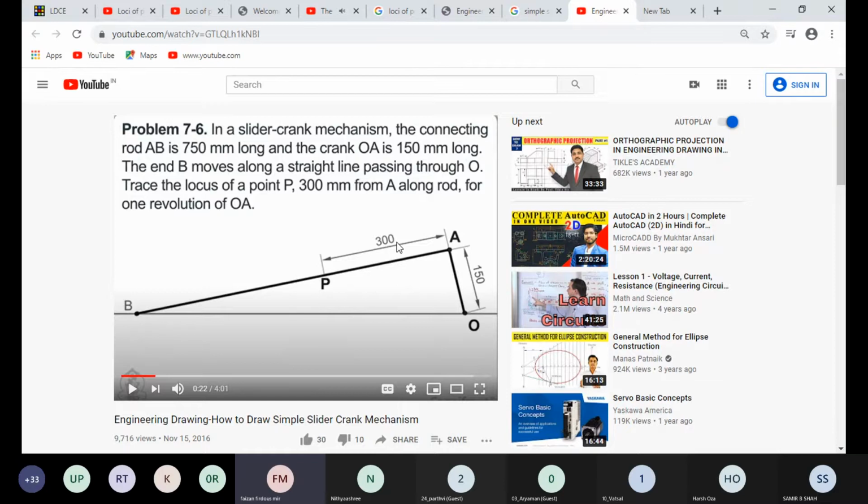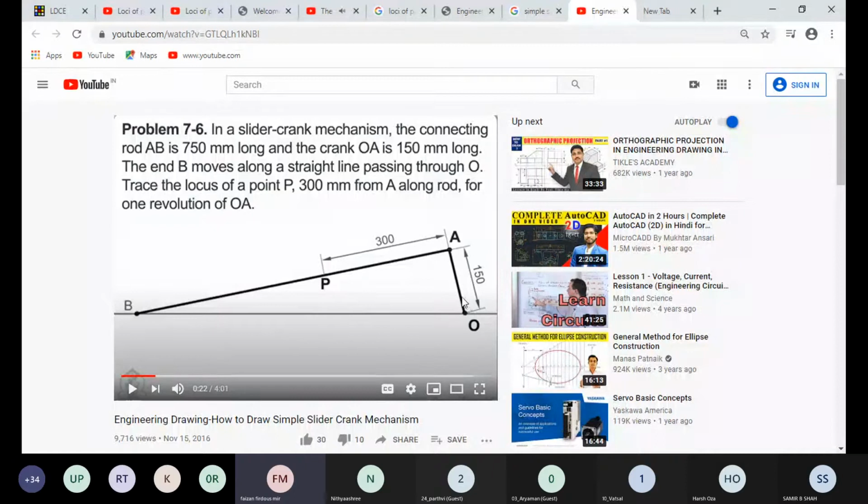For one revolution of OA. Now I conclude the whole data: we have to take OA as 1.5 centimeter, and one whole revolution of the crank. What is the locus of this point P? That we have to identify. How? That we will discuss one by one.